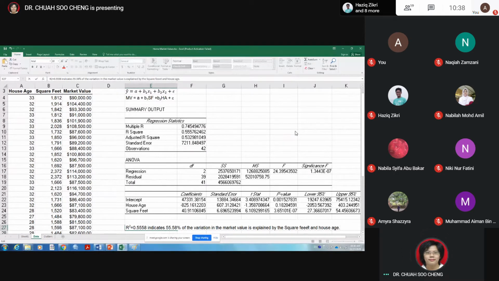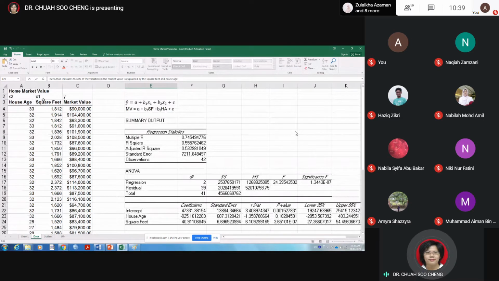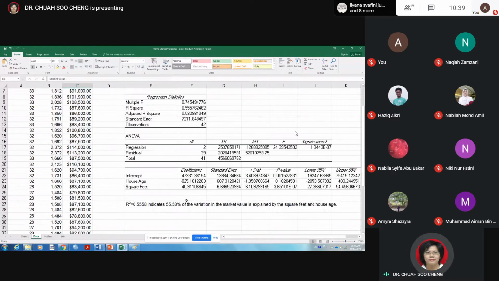It means that this house feet, how big is the house, square feet, means how big is the house, and also the house age. The explanatory power on market value of a house is only 55.58%. Only 55.58%. There are other variables that are not captured in the model.